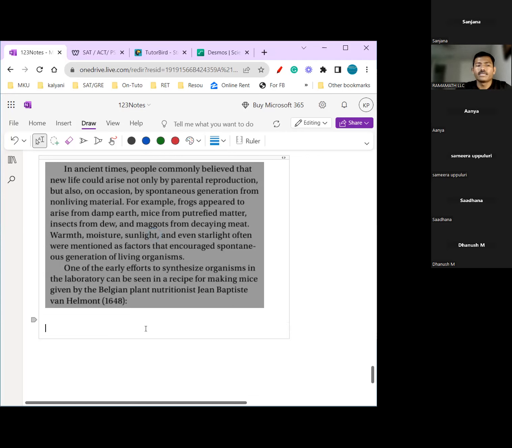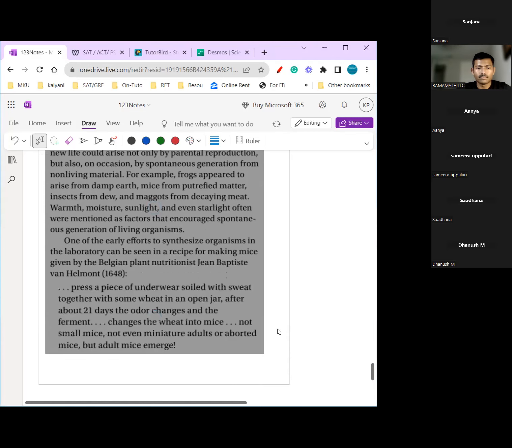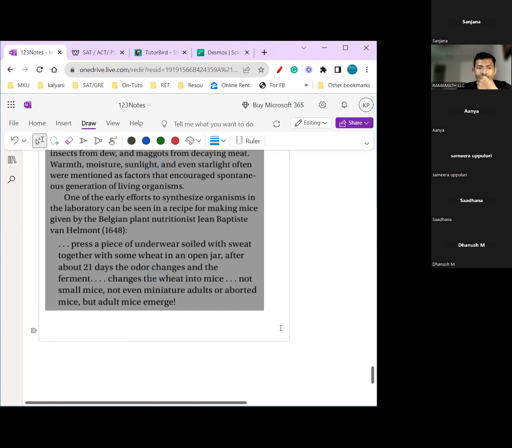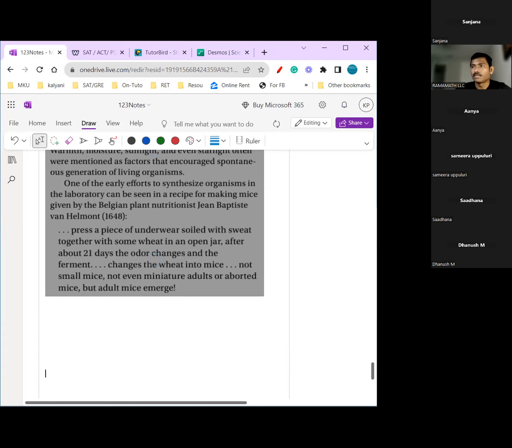Next, Ara, continue from there. One of the early efforts to synthesize organisms in a laboratory can be seen in a recipe for making mice given by the Belgian plant nutritionist Jean-Baptiste van Helmont, 1648.